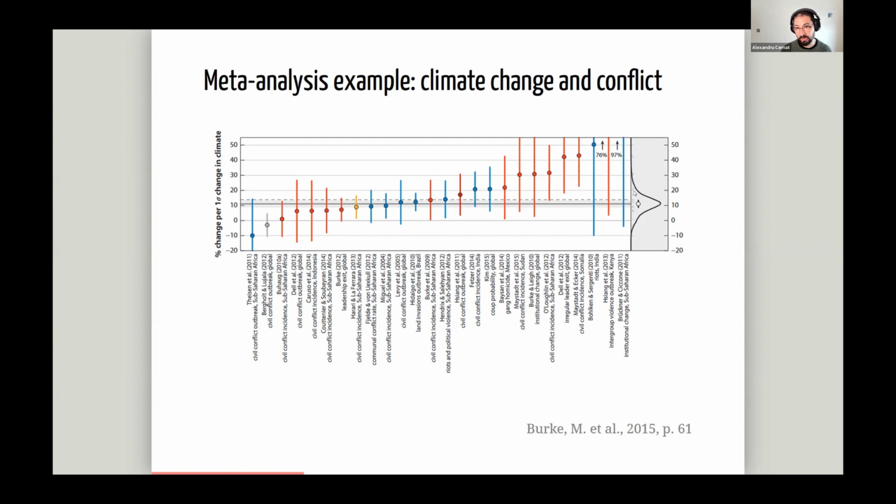And we see here on the right side the distribution of all the coefficients once they're put together. Overall, if we aggregate all of these results, there's a positive significant relationship between climate change and conflict. Okay. And like I said, this method is quite popular, especially in health research, but also more and more in the social sciences and psychology, as a good way to summarize current evidence on a particular topic.